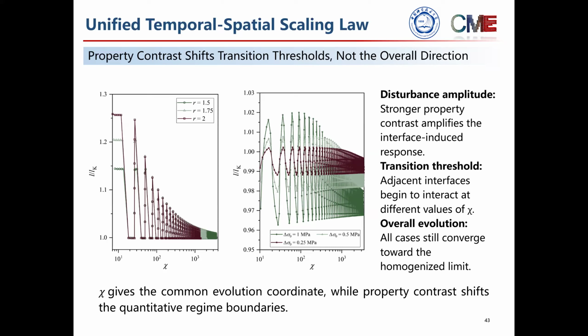What is more robust is the direction of evolution. As K increases, the system proceeds from weakly resolved heterogeneity through interface-dominated to multilayer behavior towards homogenization. Thus, K is the common evolution coordinate, while the property contrast controls the amplitude and the precise threshold values.